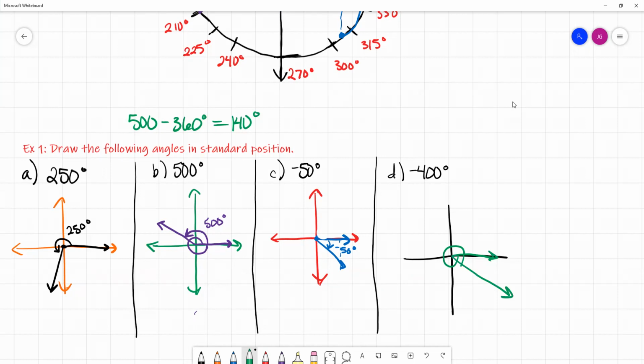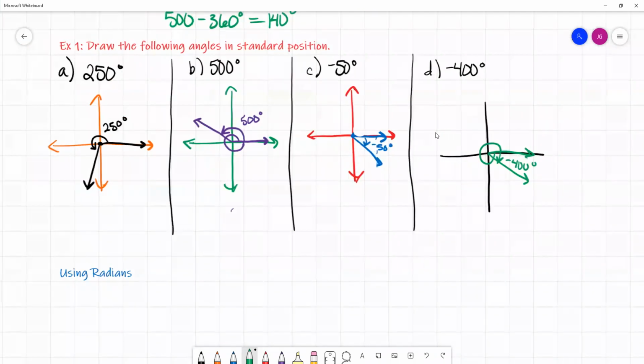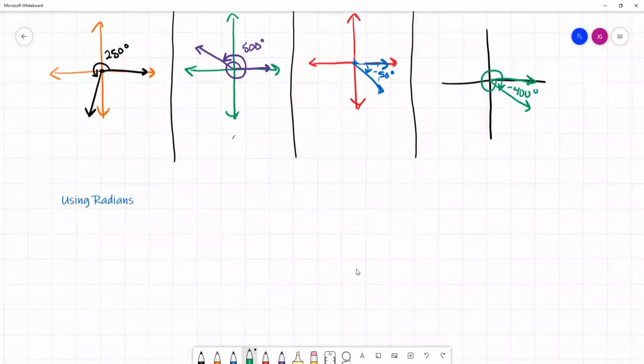I made the terminal side a little too long. Let me fix that. Okay, so here's my directional arrow, and here is negative 400 degrees. Notice how it went around more than once, and that's going to be okay. So there's a little bit of measuring angles. Hopefully that makes sense. We'll do some practice with that in class, of course.